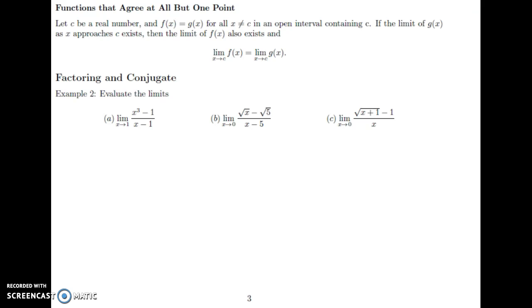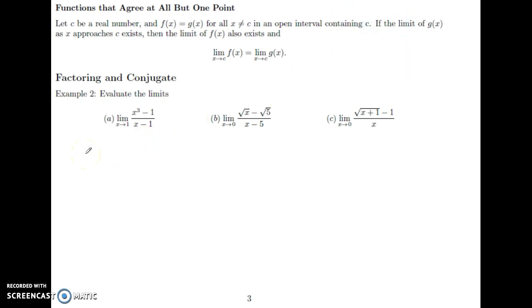Functions that agree at all but one point. Let c be a real number and let f of x equal g of x for all x not equal to c in an open interval containing c. If the limit of g of x as x approaches c exists, then the limit of f of x also exists and both limits agree. What it means is we can do algebraic transformation of some functions. Then we will be able to evaluate the functions on the new expression.